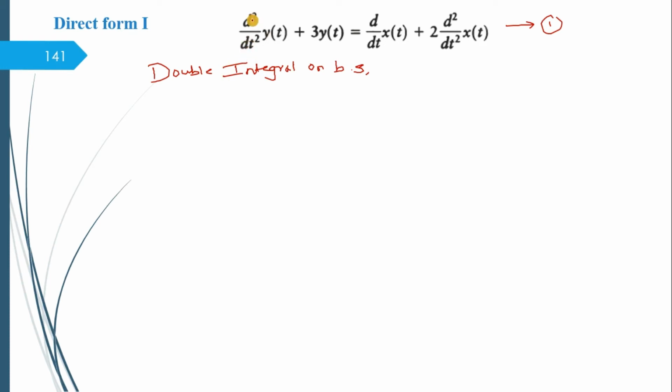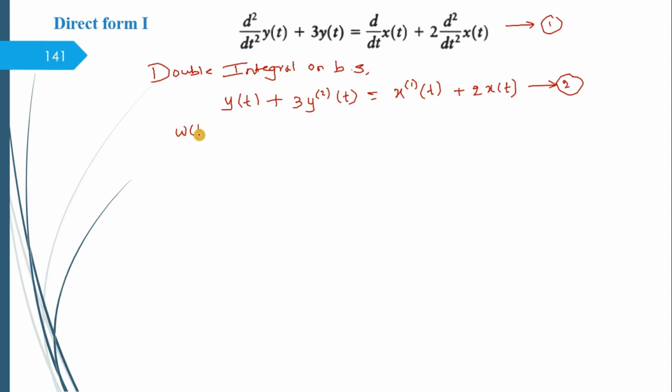Double integral cancels with double differentiation. You get y of t plus 3 into y of t, double integral is there. So hence, rather than writing two double integrals, I write it as y2 of t. Both mean the same. This is equal to double integral and single differentiation, only one integral left out. So you write it as x1 of t, single integration of x of t, plus double integration and double differentiation cancels, you get only 2 into x of t. This is my very important equation, equation 2.